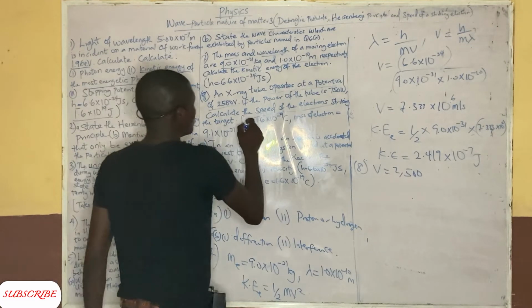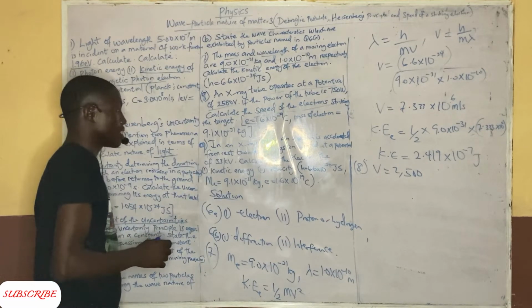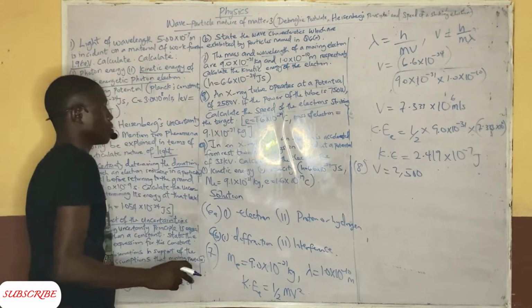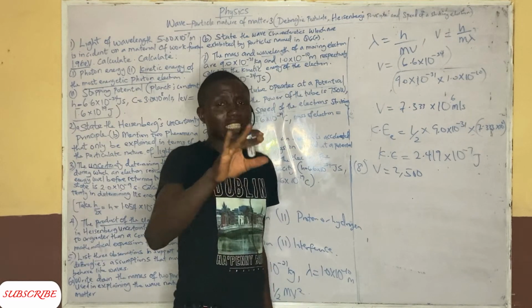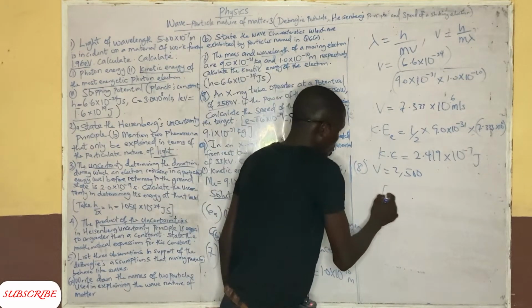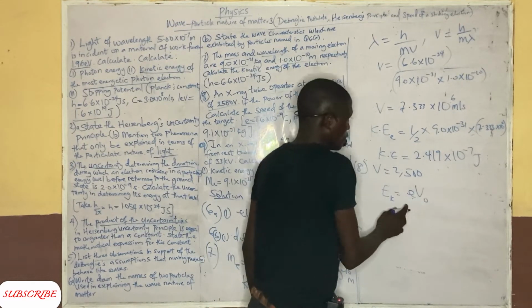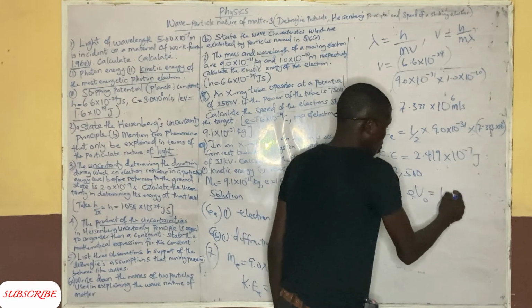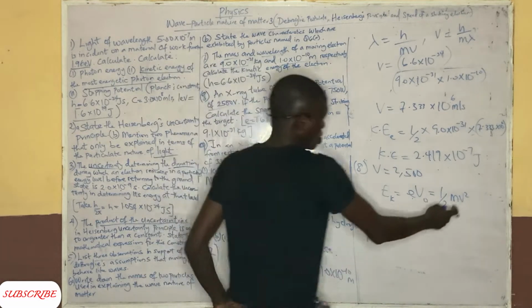The charge of the electron is 1.6 times 10 to the minus 19 coulomb, and the mass of the electron is 9.1 times 10 to the minus 31 kilogram. Now, remember very well that the maximum kinetic energy of the photoelectrons is equal to eV naught, electron charge times stopping potential, equal to half mv squared. And we have to calculate the speed of the electron. So this is the speed we are looking for.